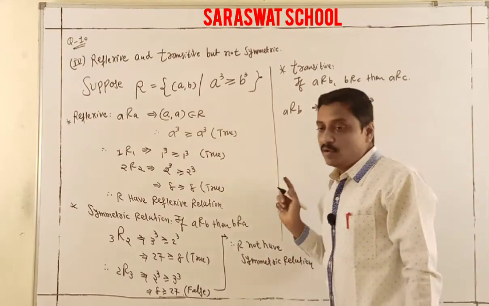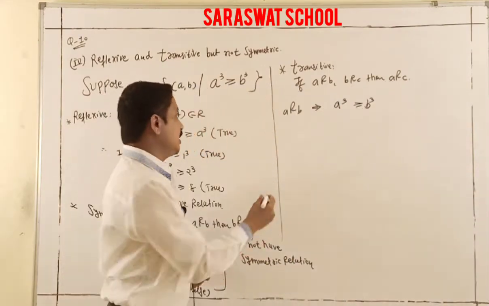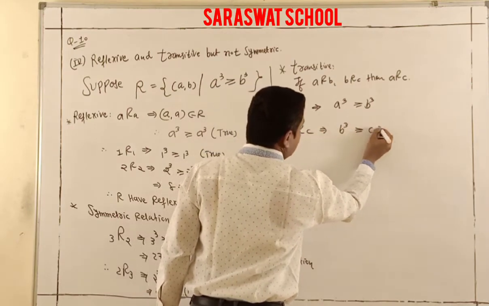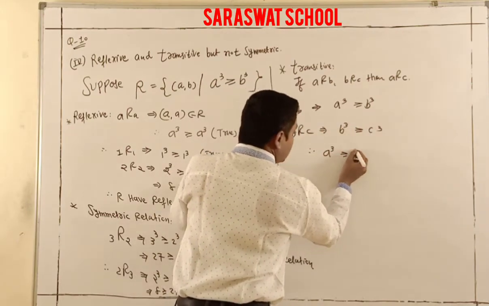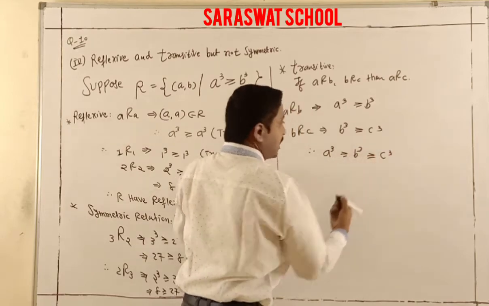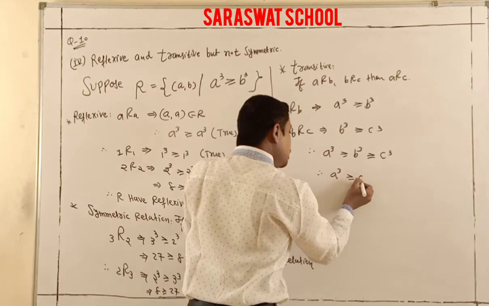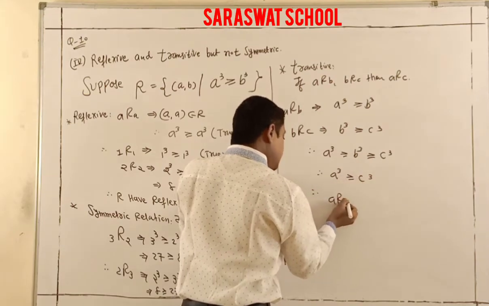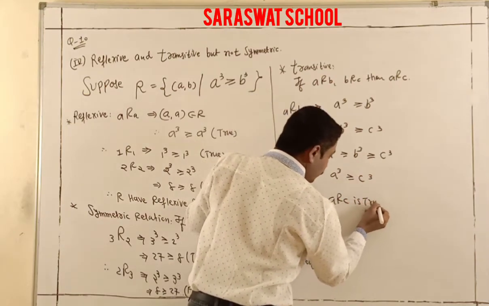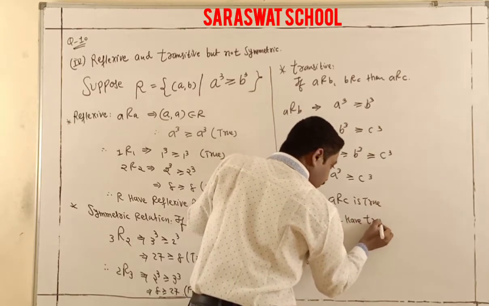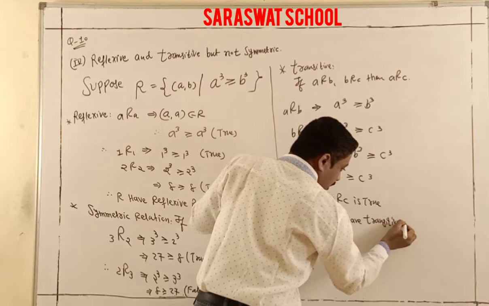Second, same, now B to C checking. B relation C: B cube greater than C cube. Finally, A cube greater than B cube greater than C cube. I just merge both values. So can we write A cube greater than C cube? So A relation C is true. Therefore R has the transitive relation.